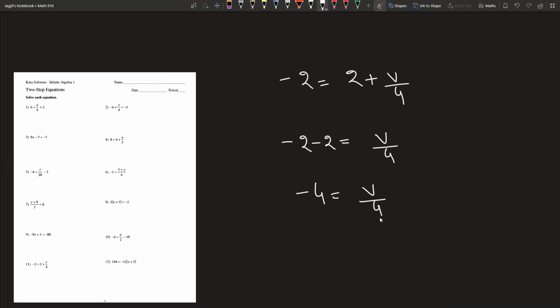Okay, now I got to get rid of this 4. You cross multiply, it's going to land at the top. So you get -4 times 4 is equal to b. So your b is -16. Does anyone have any questions? Okay.